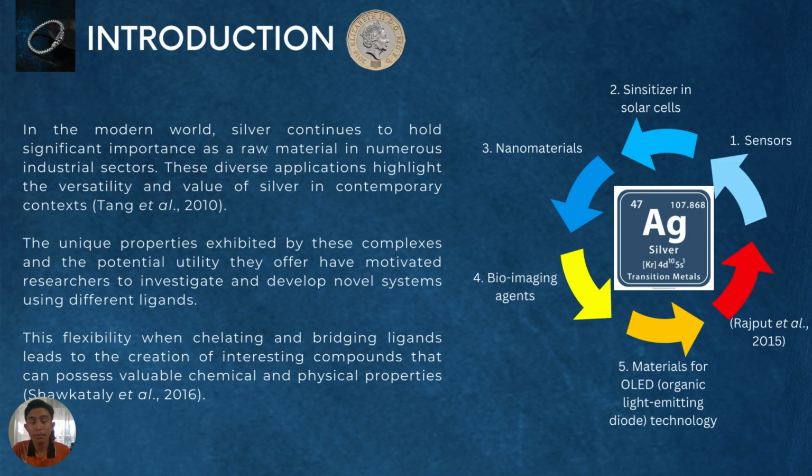So, in the modern world, silver continues to hold significant importance as a raw material in numerous industrial sectors, such as sensors, synthesizers in the solar cells, nanomaterials and bioimaging agents, and lastly, materials for organic light-emitting diodes or OLED. These unique properties exhibited by these complexes and the potential utility they offer often motivated researchers to investigate further into the novel system using different ligands. Therefore, this flexibility when chelating or bridging ligands leads to the creation of interesting compounds that possess valuable chemical and physical properties.